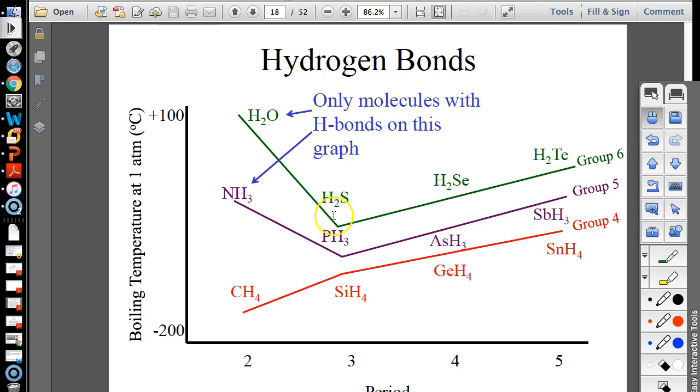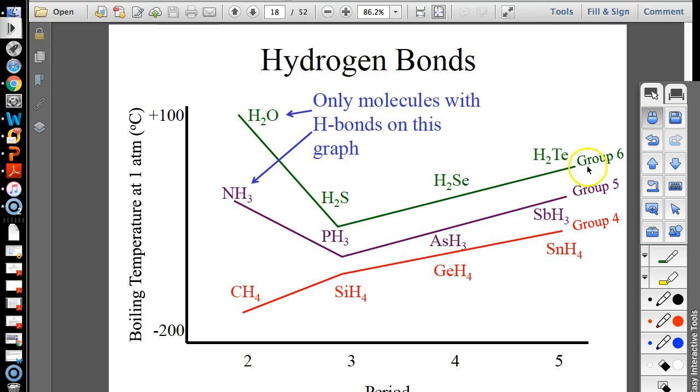H2S, can hydrogen sulfide hydrogen bond? It doesn't have a hydrogen with an N, O, or F, does it? So you see a dip here in boiling point because it doesn't have hydrogen bonds. Now it does have dipole-dipole interactions. Hydrogen sulfide is polar. Okay.